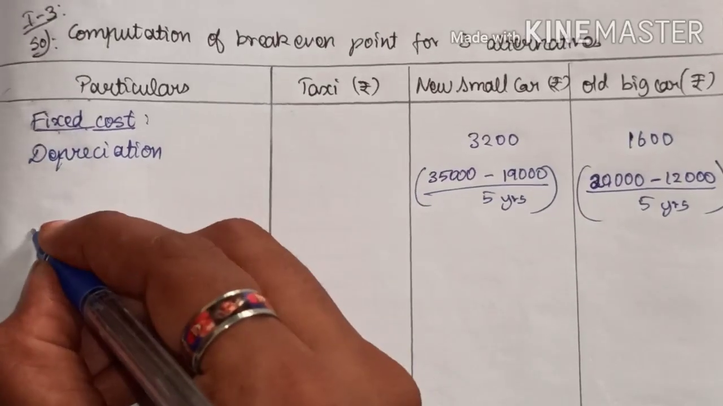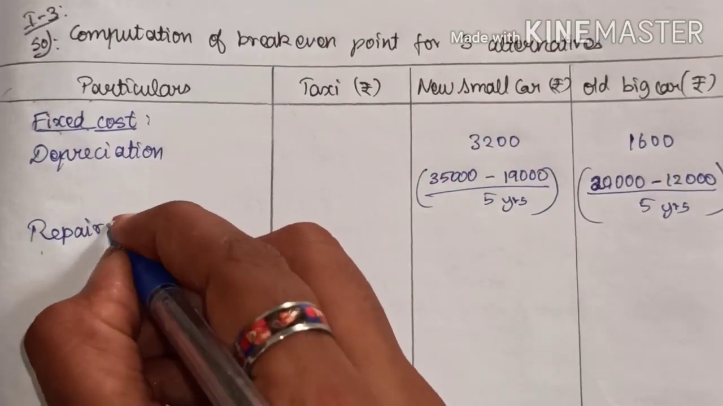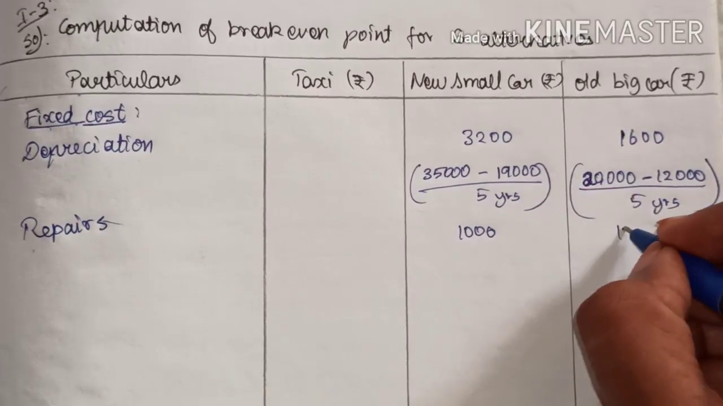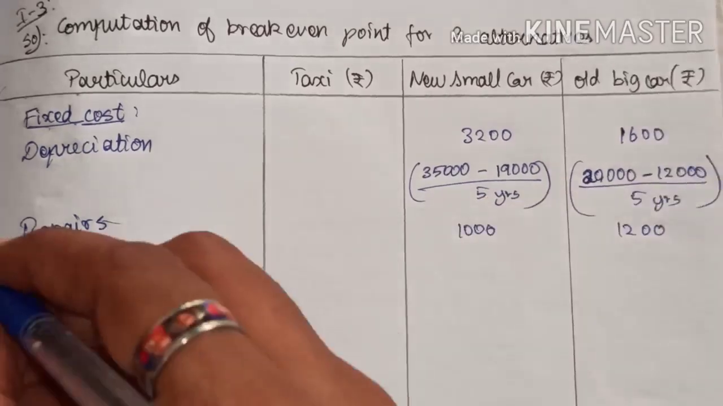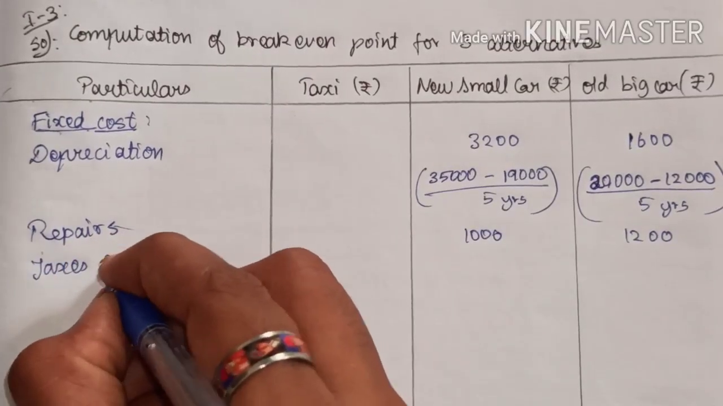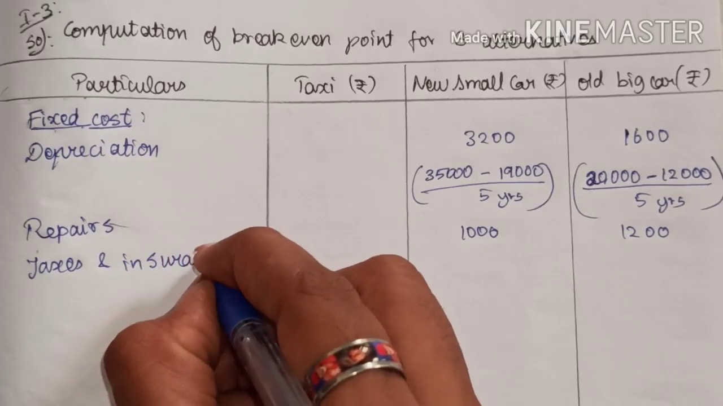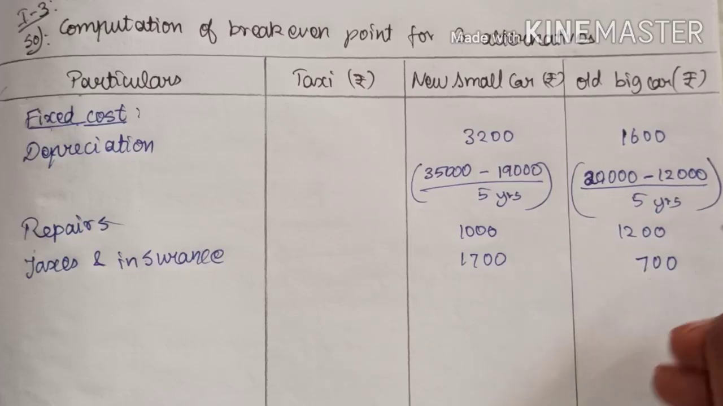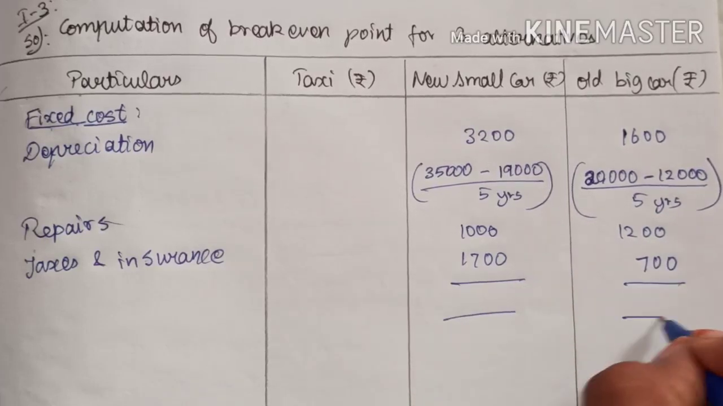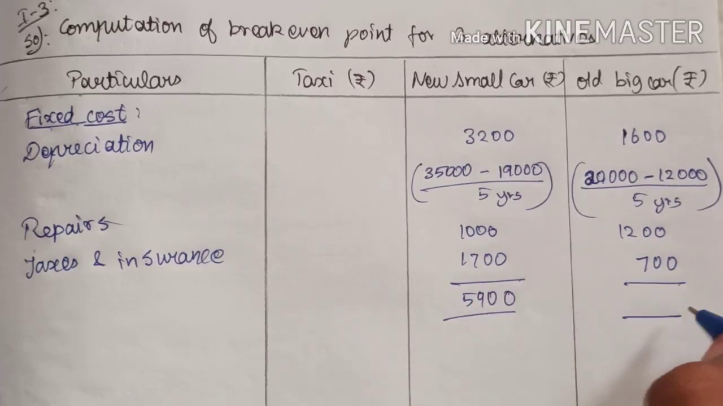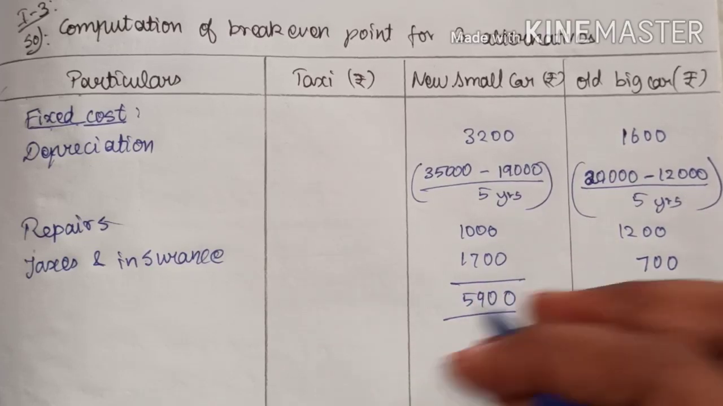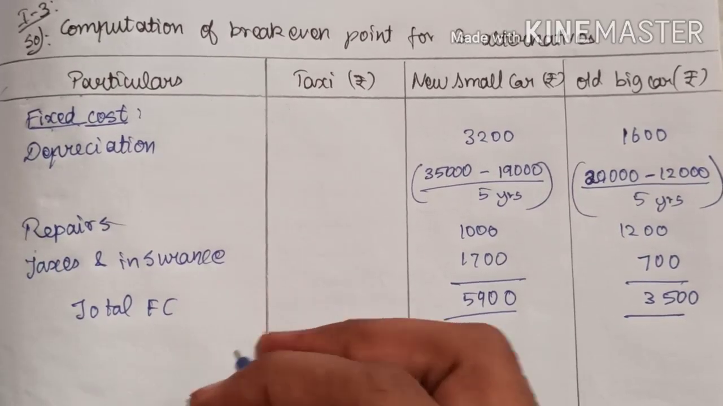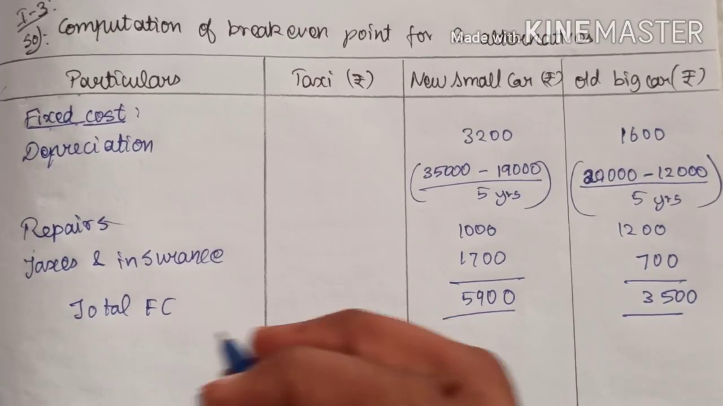And then repairs, this is 1,000 and 1,200. Taxes and insurance, that is 1,700 and then here 700. The total is 5,900, 3,500. This is total fixed cost. Then we have to find the variable cost.